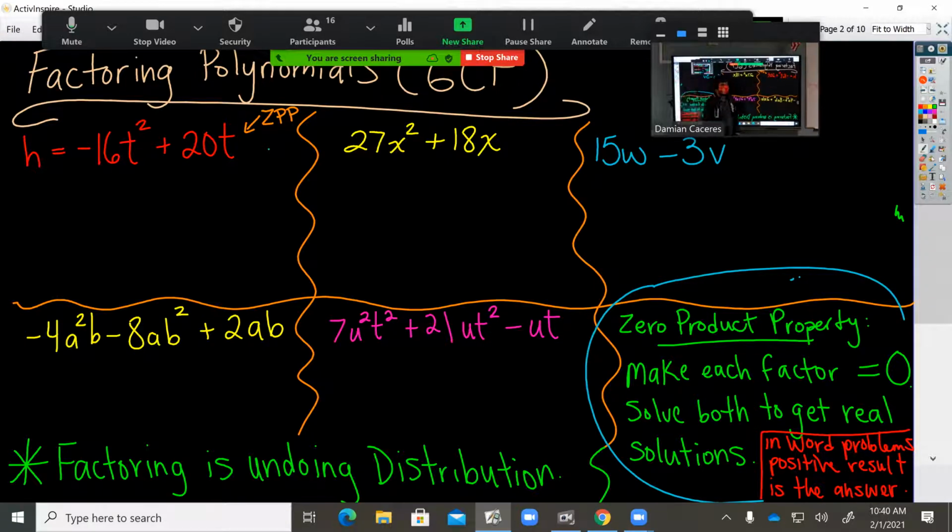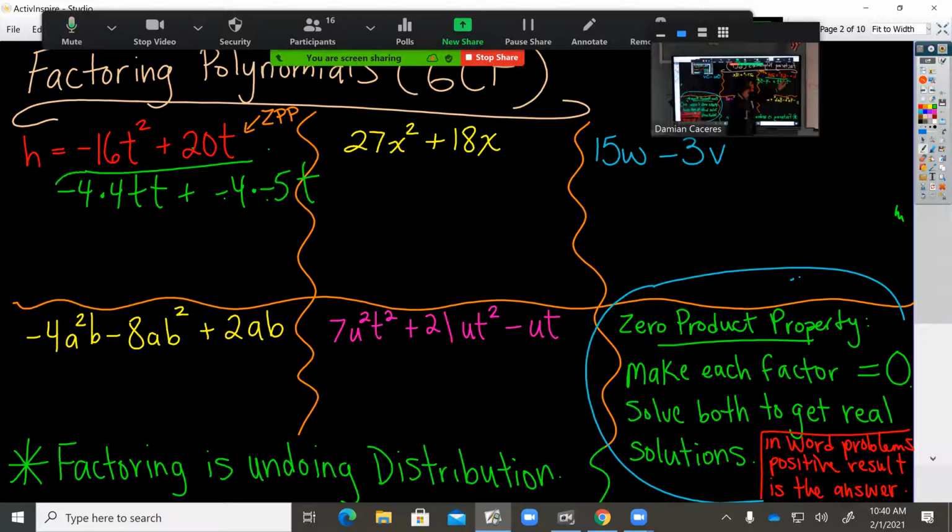So on the first one, the leading coefficient is a negative. So that means I have to make sure I put a negative factor on the bottom. So negative 4 times 4, you have 2 t's here. Negative 4 times negative 5 and a t. Remember, it's a positive 20. What times what gives you positive 20? A negative times a negative.